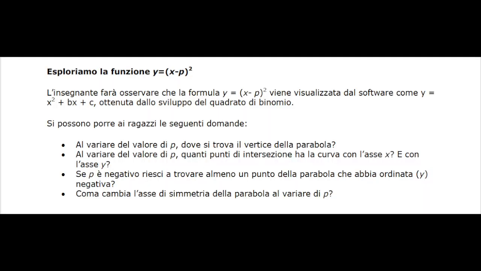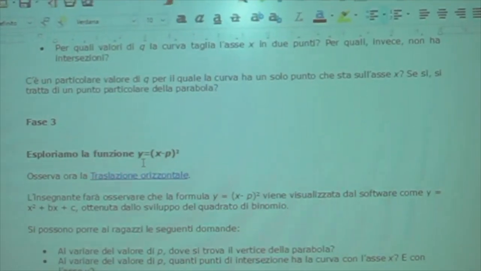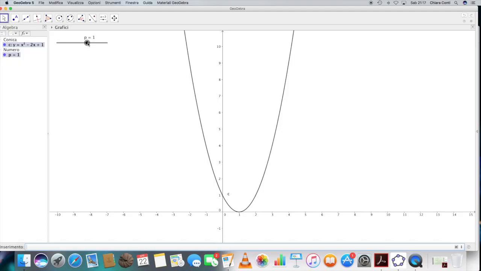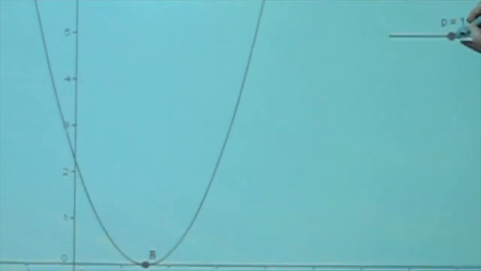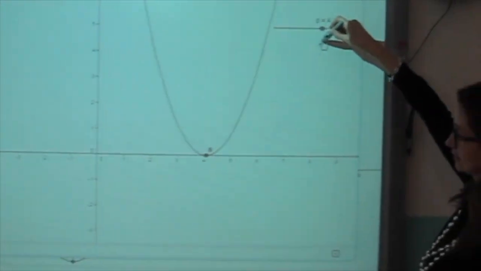Y equals, open bracket, x minus p, close bracket, to the power of 2. The summit of the parabola lies in the coordinate point minus p, 0. With P, there will always be a point of intersection with the coordinate axis and two coincident points with the x-axis. If P is negative, the parabola moves to the left. If P is positive, the parabola moves to the right.